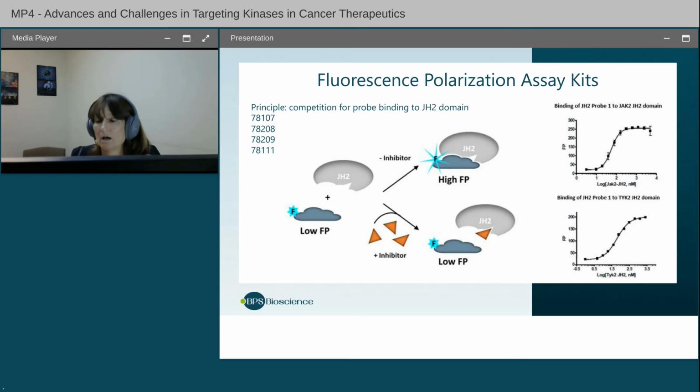This is on the right, the binding of the GH2 probe 1 to the JAK2 GH2 domain. And as you can see, as you increase the amount of GH2, you also increase the signal because more and more of the probe is going to be associated with GH2. Now, if you were to add an inhibitor, you would be able to measure the decrease in signal that is induced by the inhibitor, and you would be able to measure the EC50 for your inhibitor.